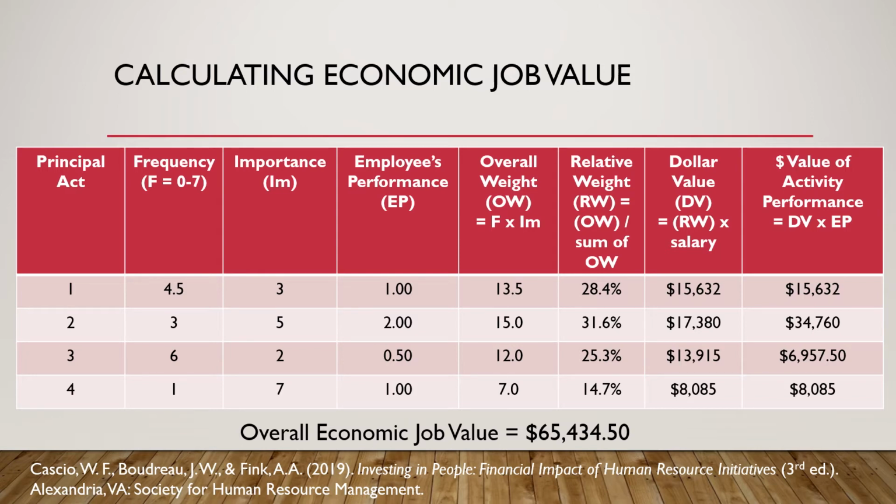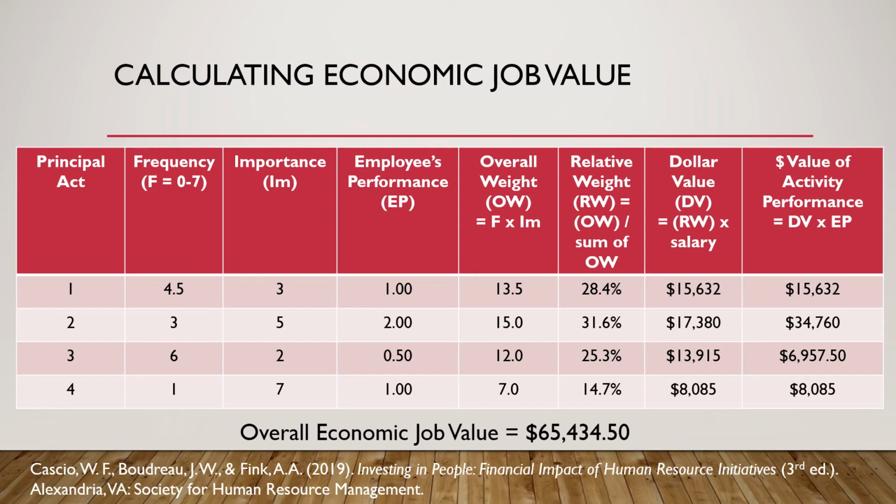The next thing we're going to do is rank our employees' performance. Generally, this is done on a scale of 0 to 200, but for the purpose of this example, it's been modified. We've ranked our employee with activity 1, a 1, activity 2, a 2, activity 3, 0.5, and activity 4, 1. We're then going to find the overall weight of the activities. We do that by taking the frequency and multiplying it by the importance. Here we have 13.5, 15, 12, and 7.